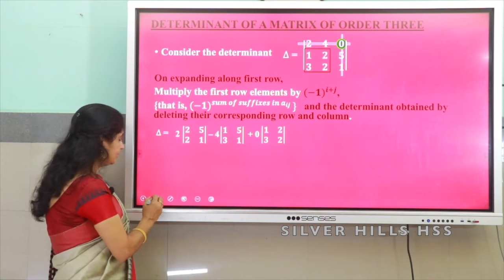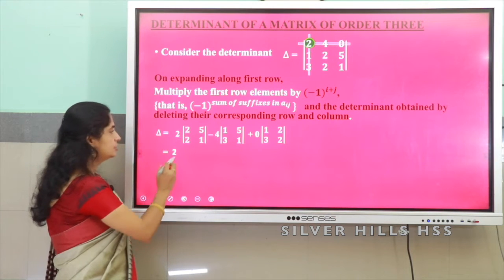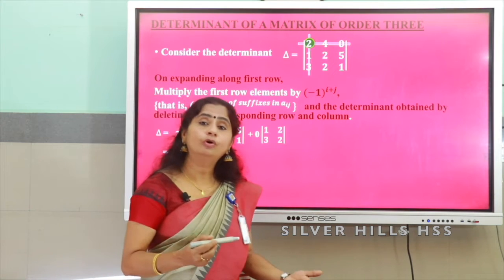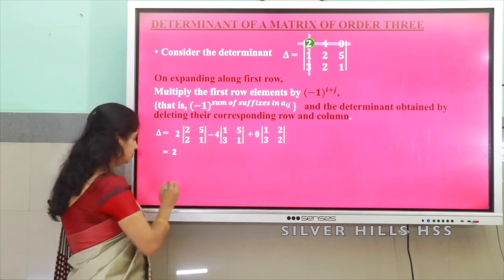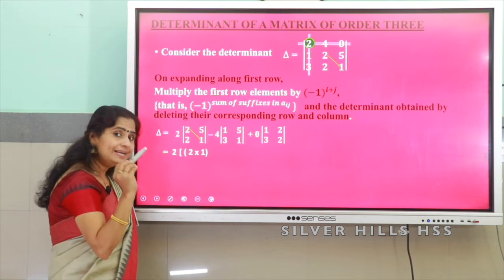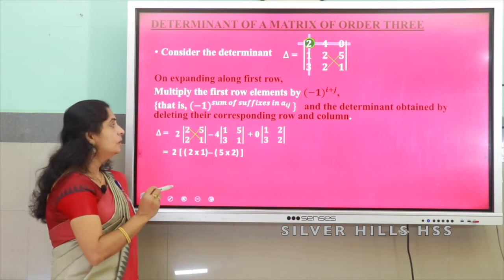Now let's evaluate this. So that is 2 into 2. How do you evaluate the determinant of order 2? The first into its diagonal, that is 2 into 1, minus, the sign connecting, 5 into 2.